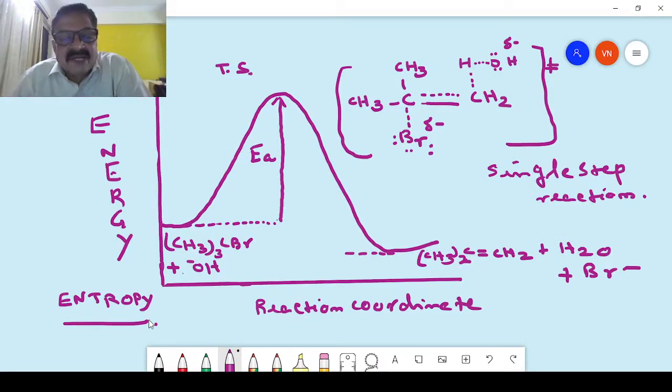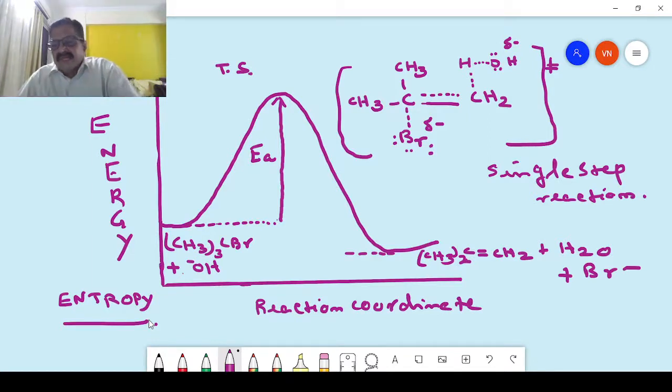So here in the case of this reaction, there are 2 molecules of starting materials. And how many molecules of products? 3 molecules of products here. So 2 molecules of starting materials form 3 molecules of products. Therefore, the entropy favors the products formation in this case, the E2 reaction. So the degree of disorder, or rather the degree of randomness, is more here. Therefore, in the case of an E2 mechanism, entropy favors the formation of the products, because 2 molecules of the starting material form 3 molecules of the products.